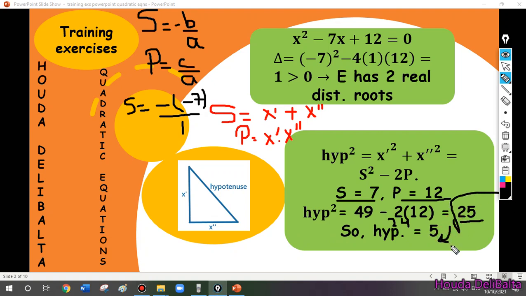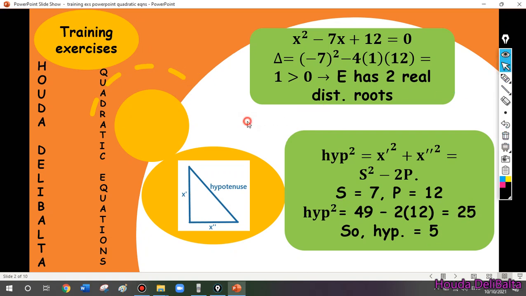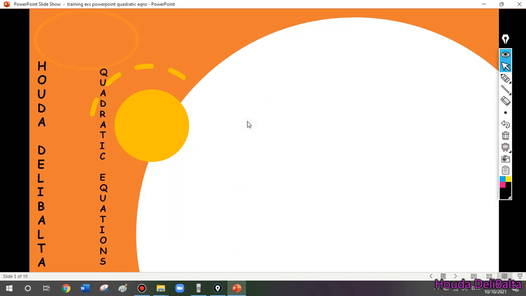And thus we found the measurement of the hypotenuse of this right triangle. Probably that side is equal to 4 and that side is equal to 3, and that's our hypotenuse 5, and this is the most famous right triangle whose sides are 3, 4, 5. That's according to the first training exercise. Let's move to the second one.